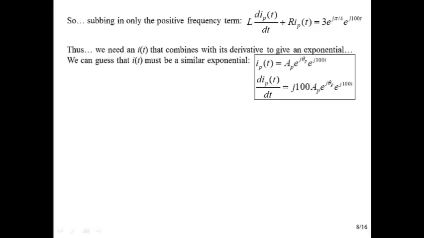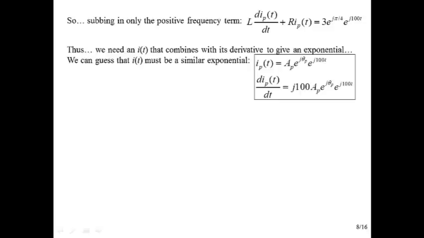So we sub in just the positive frequency term first. And so now we need to find I sub p, with a subscript p on that to just indicate that this is the positive frequency part of the solution. And we'd have to find the negative frequency part of the solution. And then by superposition, simply add those two things together.